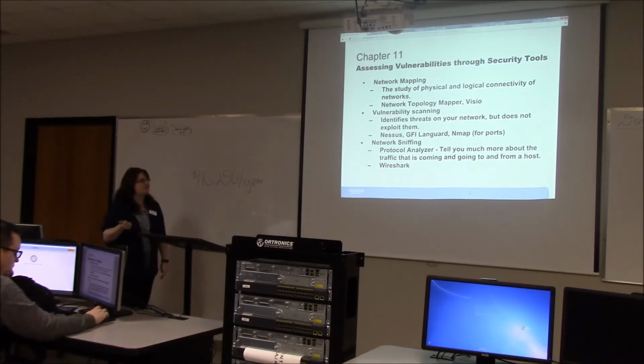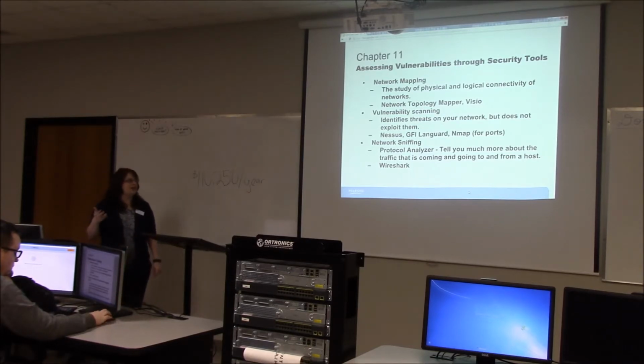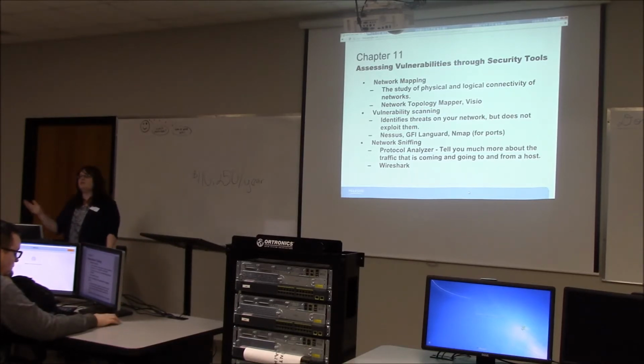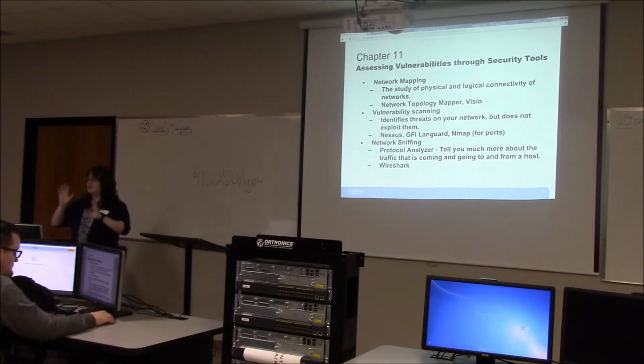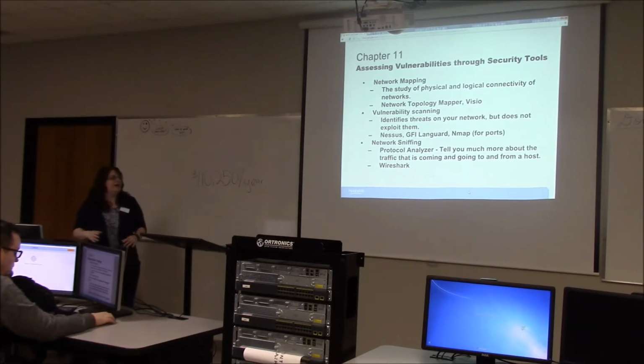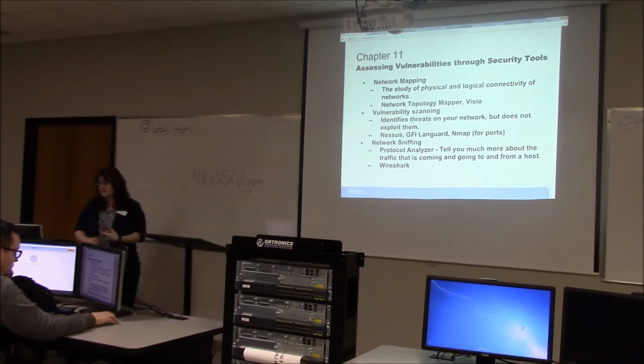And then network sniffing, which I'm sure you've all used Wireshark before, right? Yes. So that's a protocol analyzer, so it's going to tell you everything you could ever possibly want to know about the traffic that goes on the network. You can drill down and look into the packet and see every little piece of it, and that can give you a lot of information, as I'm sure you know. So that's an example of a sniffing tool.